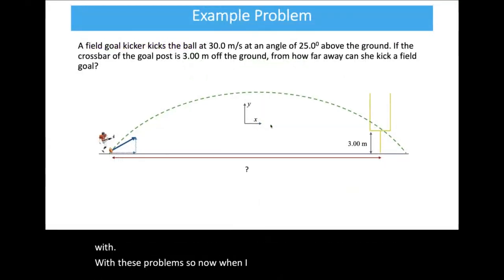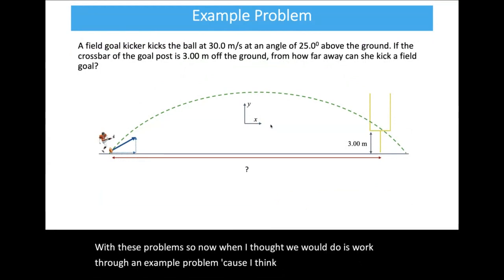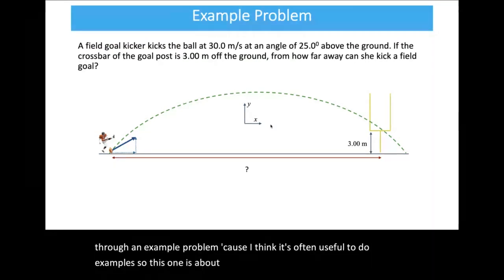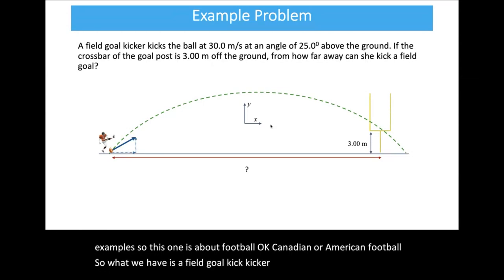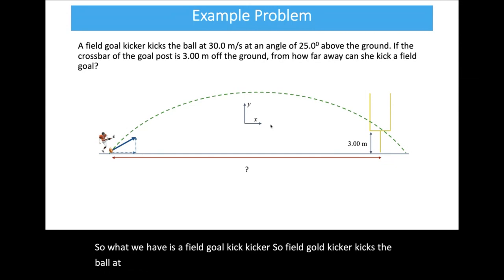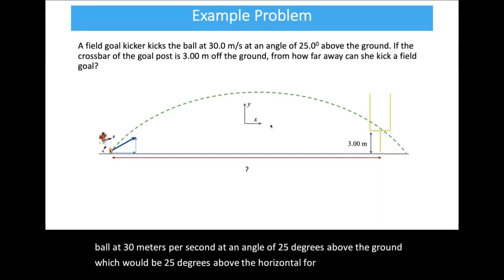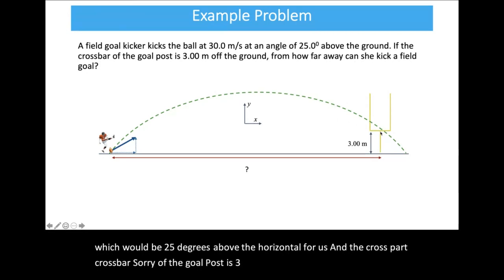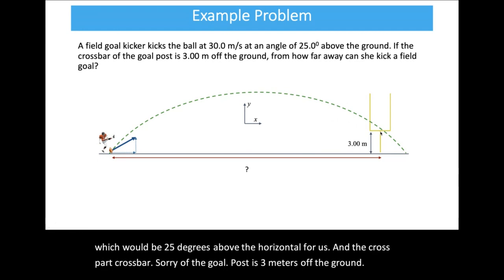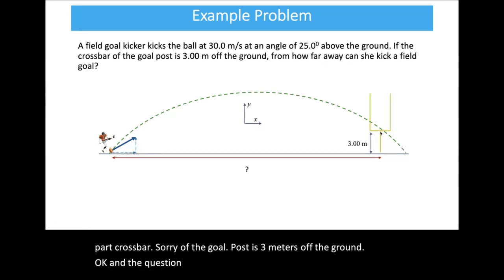So now what I thought we would do is work through an example problem, because I think it's often useful to do examples. So this one is about football, Canadian or American football. What we have is a field goal kicker. A field goal kicker kicks the ball at 30 meters per second at an angle of 25 degrees above the ground, which would be 25 degrees above the horizontal for us. And the crossbar of the goalpost is 3 meters off the ground. And the question is, from how far away can she kick a field goal?